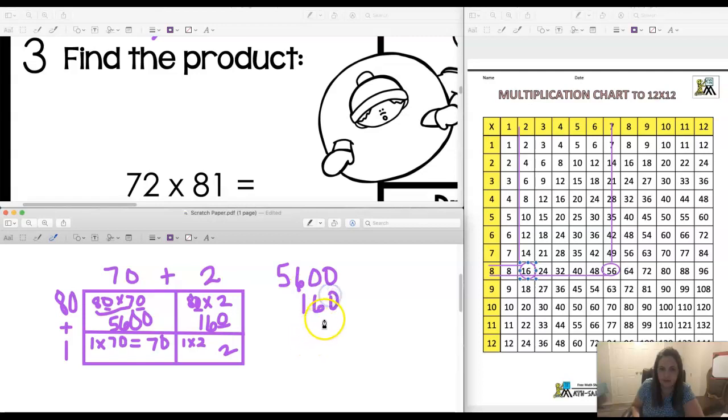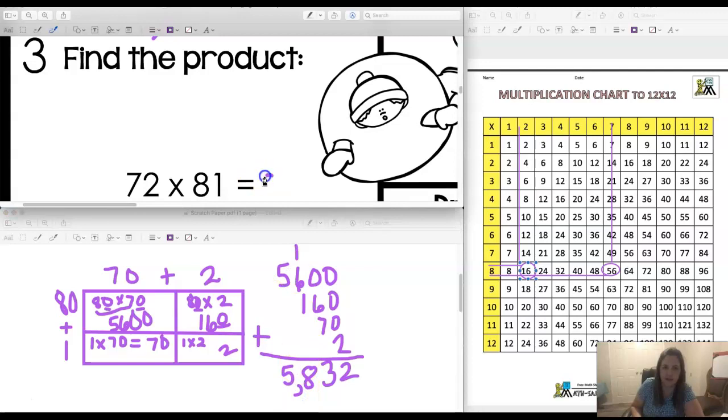5,600 plus 160 plus 70 plus 2. 0 plus 0 plus 0 plus 2 equals 2. 0 plus 6 plus 7 equals 13. Write down your 3. Bundle the 10 tens and move them to the hundreds. 1 plus 6 equals 7, plus 1 more equals 8. And 5 plus nothing is 5. Count your digits, 1, 2, 3, put your comma. 72 times 81 equals 5,832.